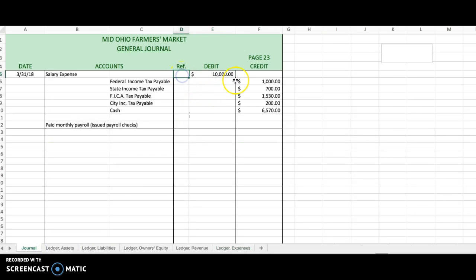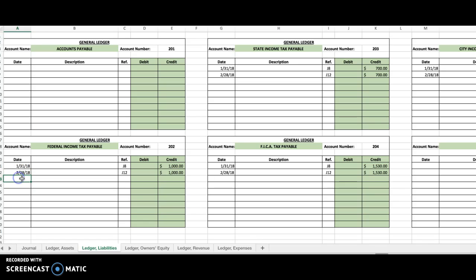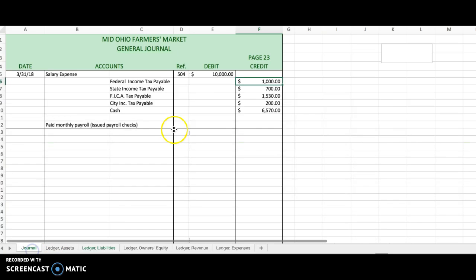We go back to the journal. In the reference column, we put 504. And in each of these now, federal income tax payable, each of these will be credited. So we post to those accounts. These are liability accounts. So we go there. First of all, federal income tax payable comes from journal page 23, and it's a credit of $1,000. So we're doing the same payroll entry each month, so it should look the same, and it does. And this account number is 202.